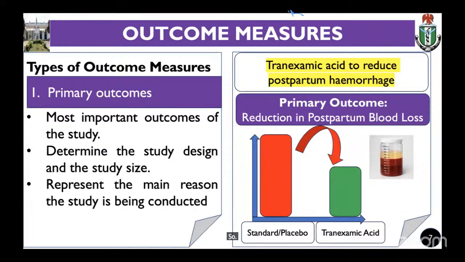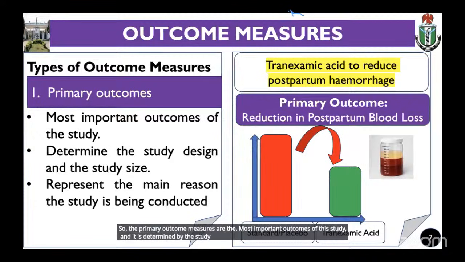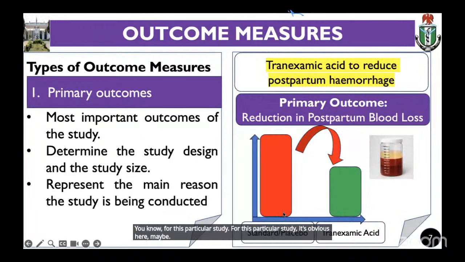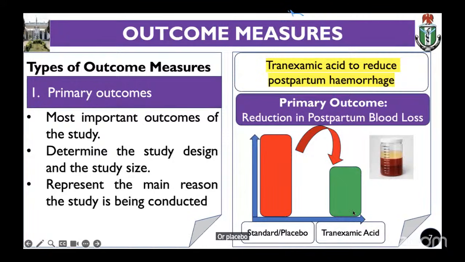So the primary outcome measures are the most important outcomes of the study, and it is determined by the study design and the study size. It represents the main reason why the study is being conducted. And a typical example is what I have depicted here, for this particular study. It's obvious here, maybe for participants or parturients, that you institute a standard measure for the control of postpartum hemorrhage or blood loss, or placebo. Then the other group, the study group, those on the trial arm, get tranexamic acid. So when you look at them, at the end of the day, your primary outcome measure is how much reduction in blood loss were you able to achieve.